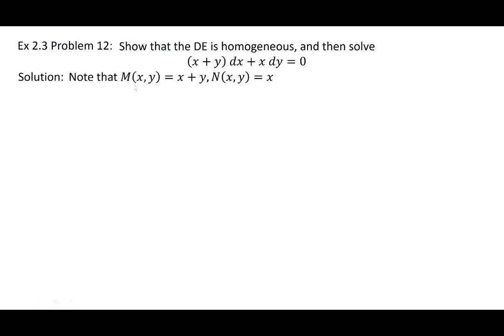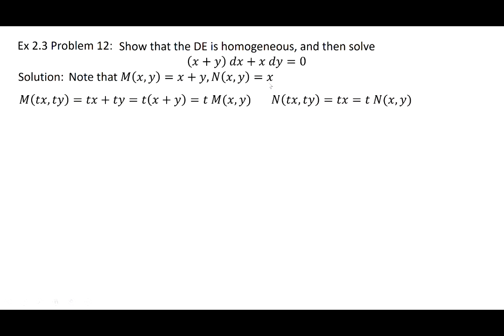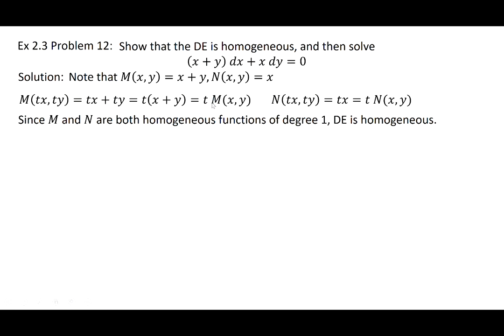Can you figure out if these are homogeneous? Piece of cake. M of tx, ty is t times M of x,y. So first degree homogeneous. N of x,y is x. N of tx, ty is tx, which is t times N of x,y. And so that's first degree homogeneous. So both M and N are homogeneous functions of degree 1. Right? And so the whole differential equation is homogeneous, first order homogeneous.